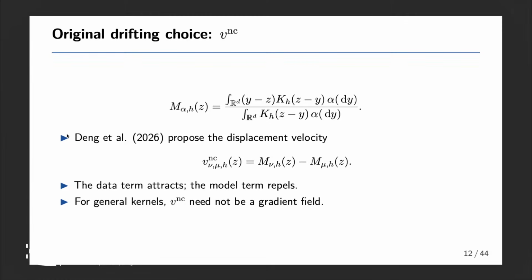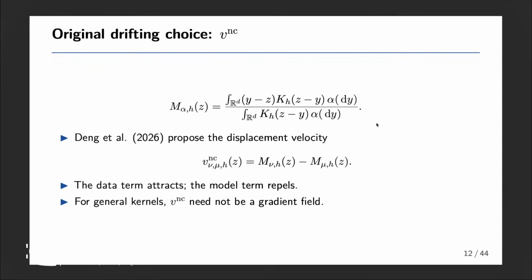And the original choice of the drifting field was based on a normalized mean shift type of velocity field. So this m here, for any density alpha, you take a kernel k with some bandwidth h, and then you consider the mean with respect to the kernel of that bandwidth, of that density alpha, and then you normalize it with respect to just the density of the kernel essentially, right? So this is just a normalization factor here, right?